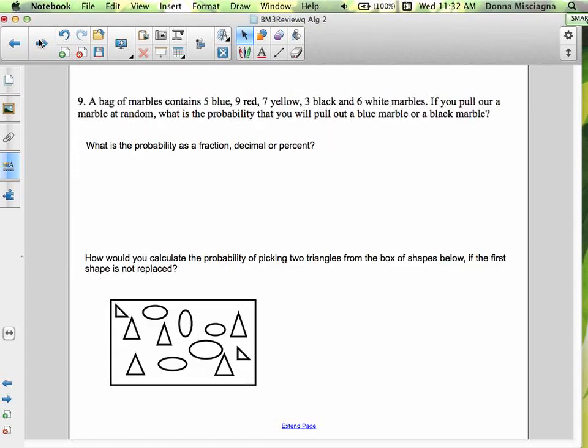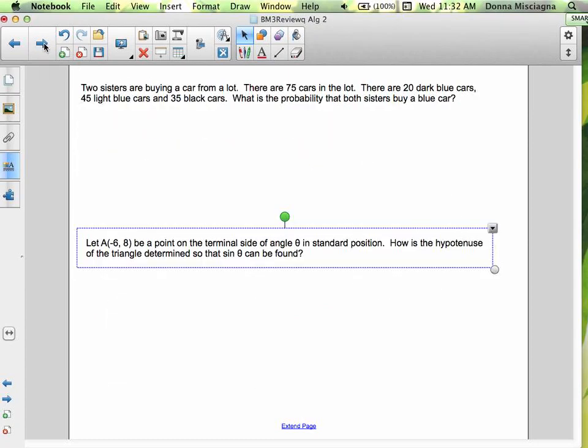Let's see how many are left. I don't think too many left. I think this might be the last 2 for probability. Yes, 3. 3 more for probability.